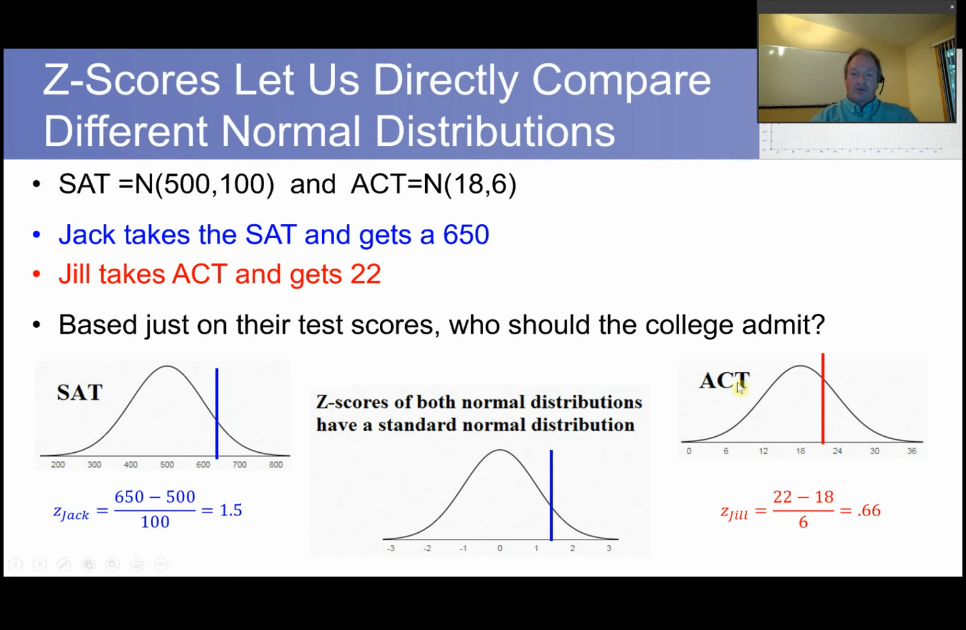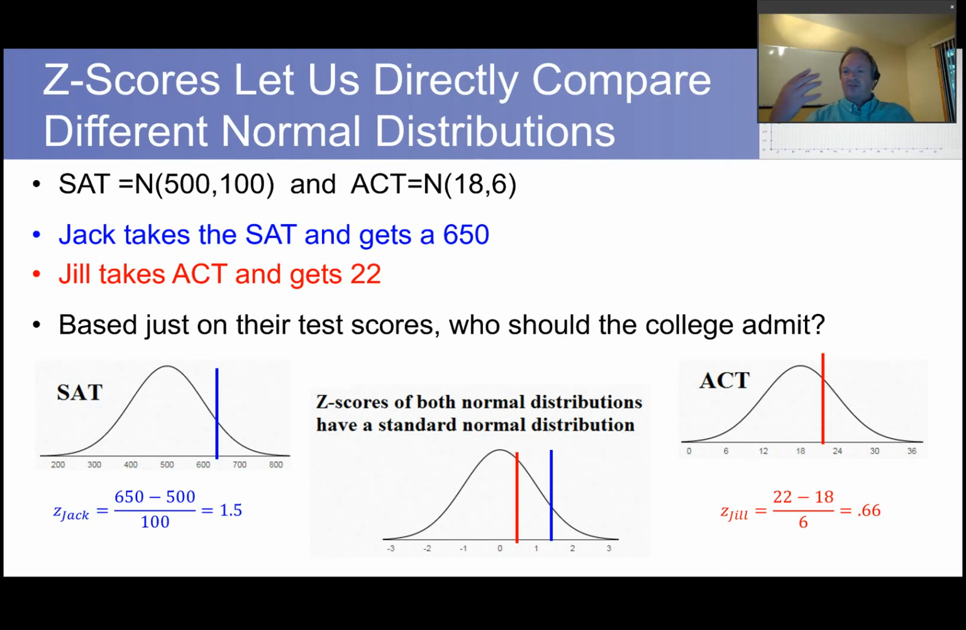And we know that for this ACT distribution, if we compute the z-scores, they're also going to come from this same distribution. So now I can put Jill's score on here, and I can compare their test scores.